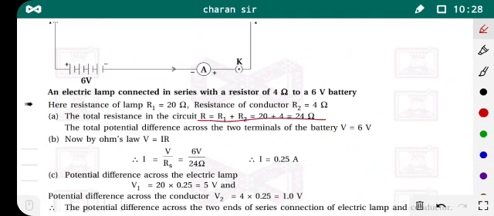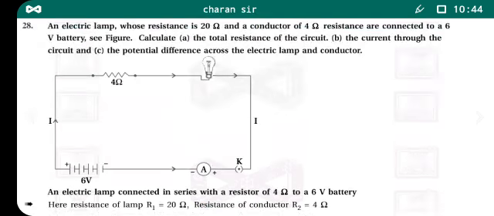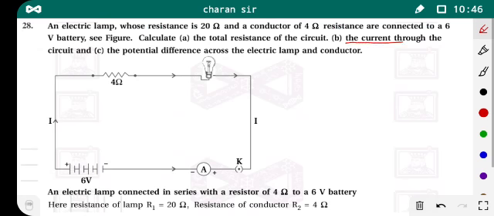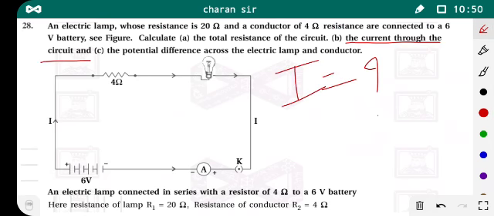So remember that whenever you have the series combination, your equivalent resistance is given by the summation of the individual resistances of the conductors or resistors. Now the second question is the current through the circuit. You have to find out what is the current through the circuit.